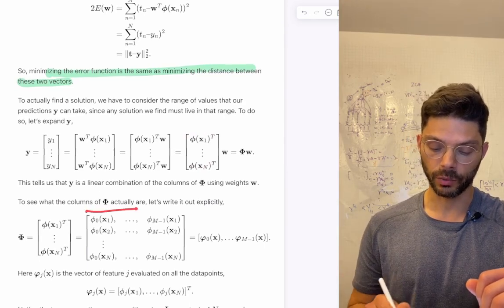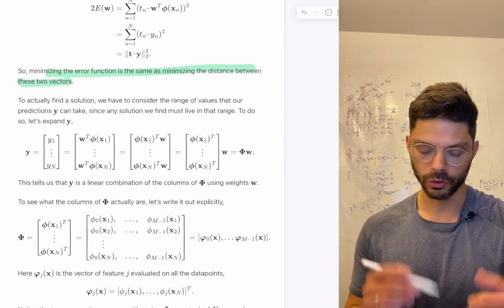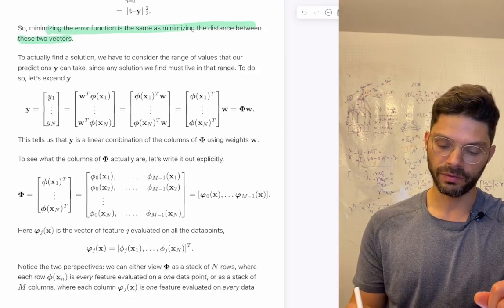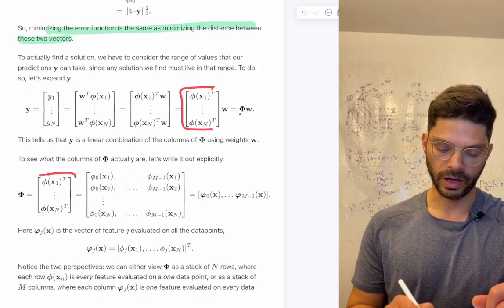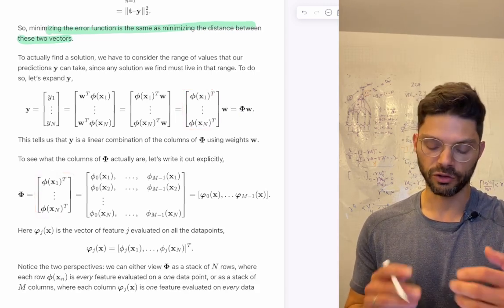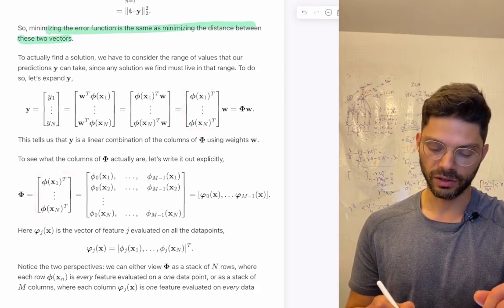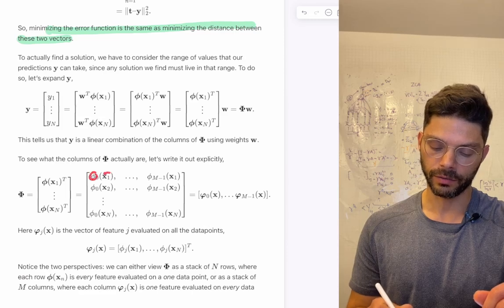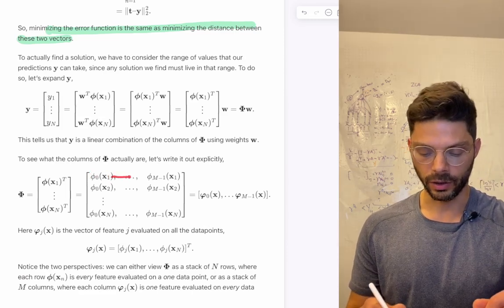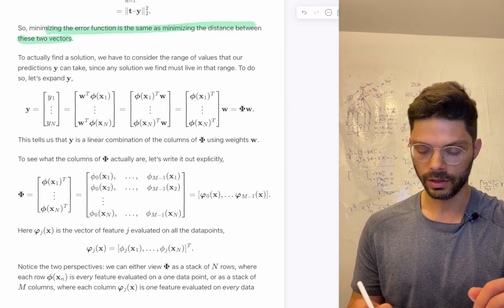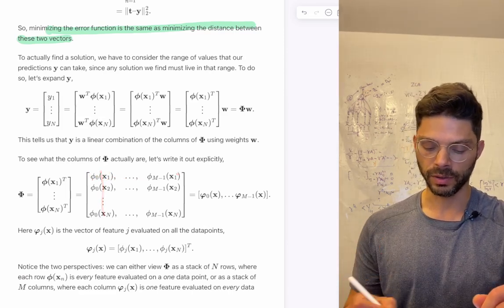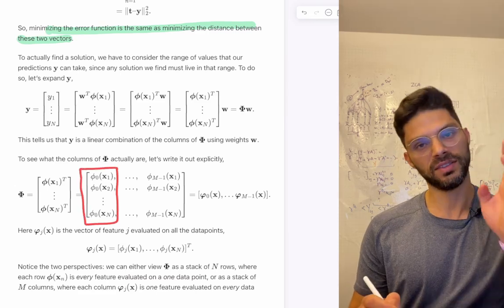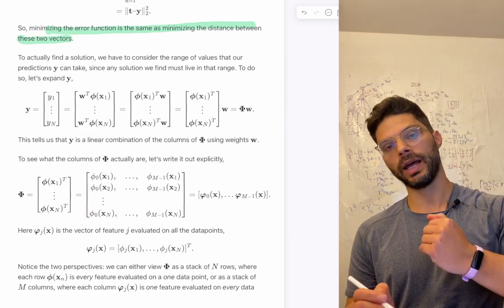And so what are those columns actually? Well, we're just going to write it out explicitly, right? So phi is this thing. Okay, so that's that. So now let's just physically write it out. And so we get, okay, well, it's the first feature evaluated on the first data point, then all the way to the m minus 1 feature on the first data point, and then so on. So we can see that the columns are actually single features evaluated on all n data points.